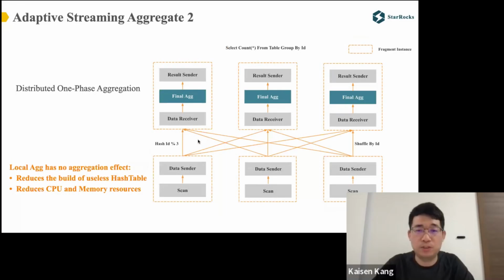The second distributed execution plan of StarRocks group by is one-phase aggregation. That is, shuffle the data directly after scanning the data, and only do the final aggregation. Obviously, one-phase aggregation is suitable for the case where local aggregation has no aggregation effect, such as the input is 1 million rows, and after the hash aggregation, the hash table size is still 1 million. So the one-phase aggregation is suitable for high cardinality group by columns.